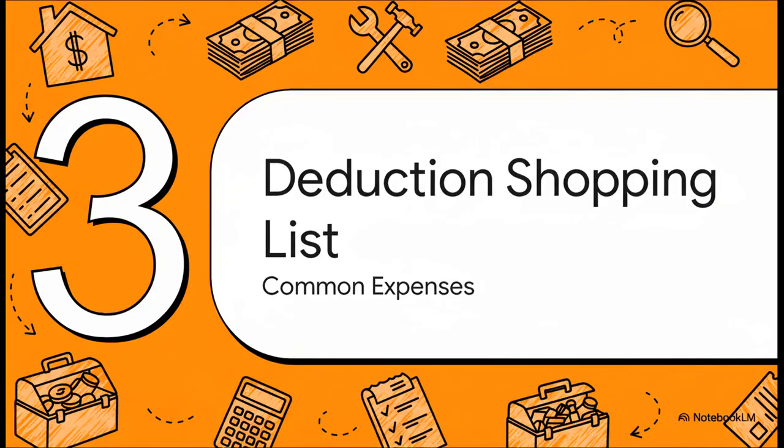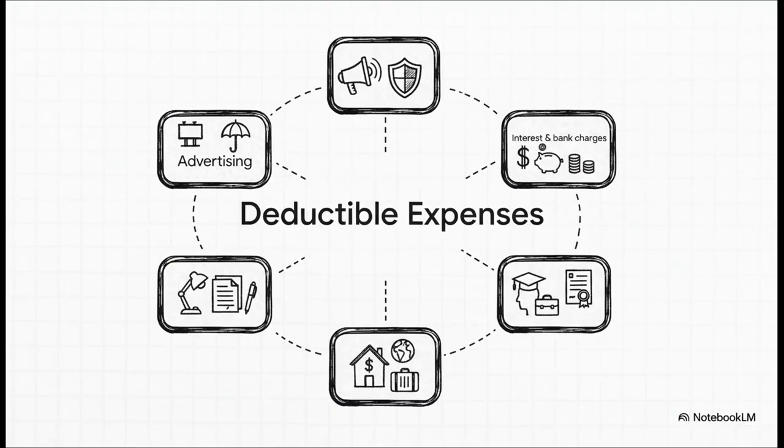Okay, so now that we've got the rules down, let's make this a little more real. We're going to look at a sort of shopping list of common expenses that pretty much always pass that 5-point check. Just take a look at this list. We're talking about things like advertising to find new tenants, the insurance you pay on the property, and of course the interest on your mortgage. Those are the big ones. But it's also the smaller stuff like office expenses, pens, stamps, whatever. Oh, and don't forget professional fees for your lawyer or accountant, any repairs and maintenance, property taxes, and even the cost of travel to go manage the property.